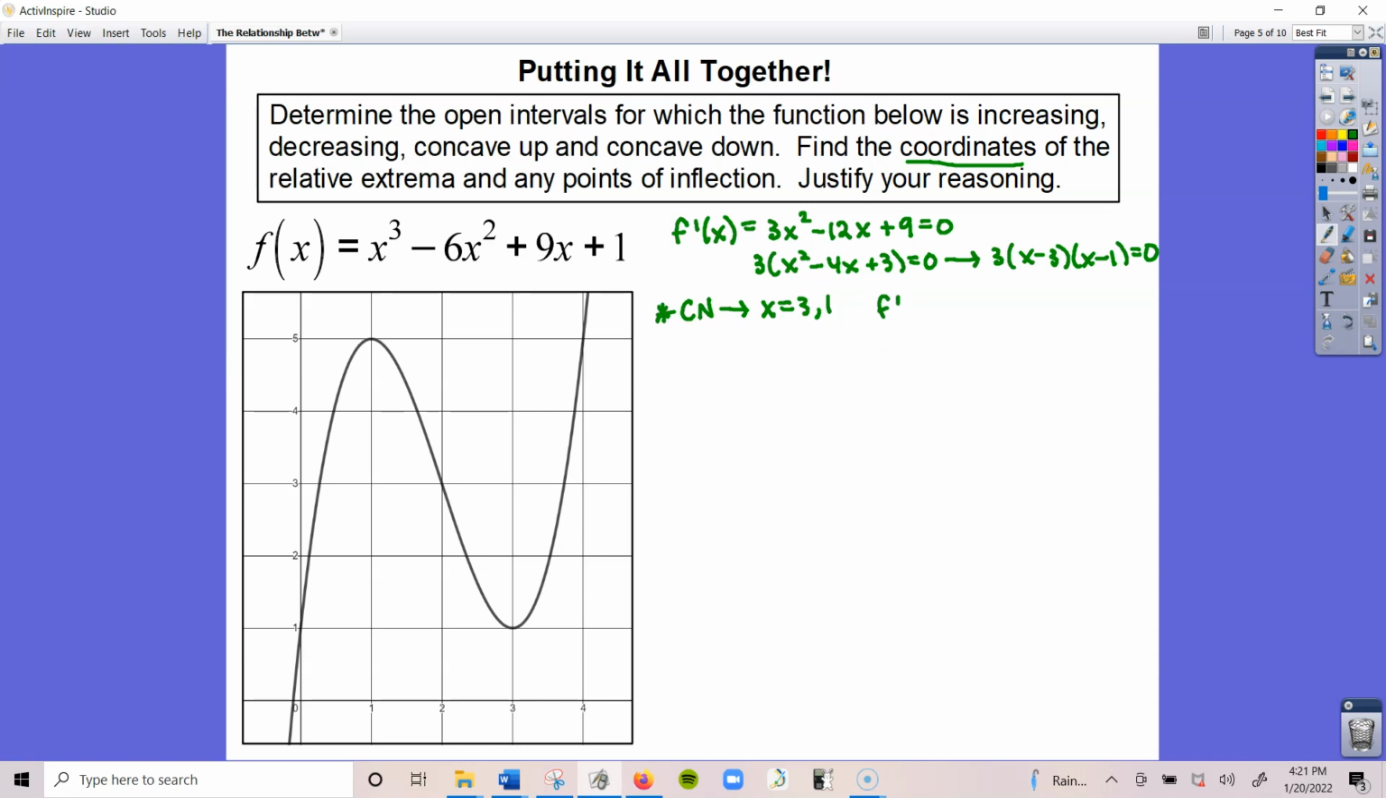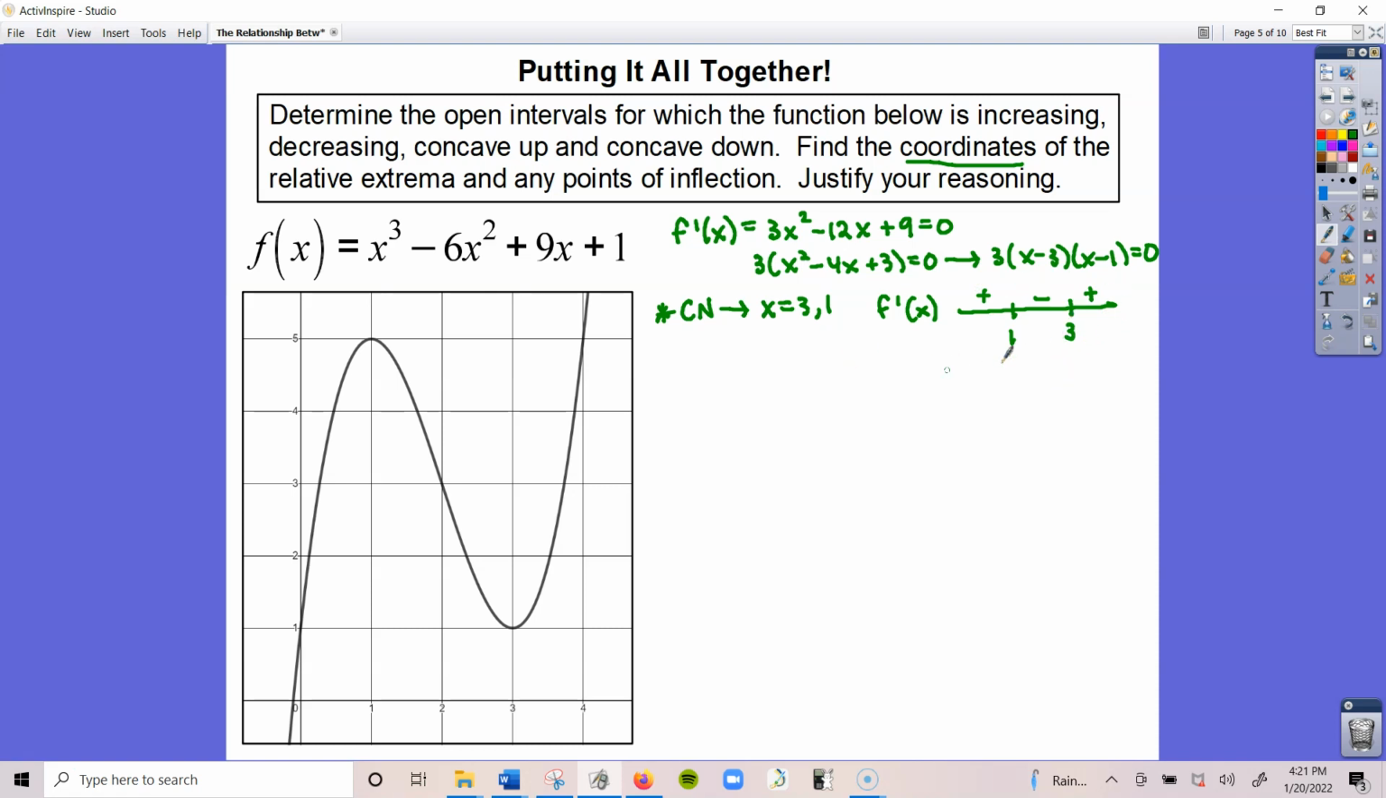Now I'm going to create my number line. And again, I'm labeling this number line. I'm going to plug in my test values. A number to the left of 1, I'm going to do 0. So this would be negative, and this would be negative, and negative times a negative is a positive. Then between 1 and 3, I'm going to plug in 2. 2 minus 3 is negative. 2 minus 1 is positive. Negative times positive is negative. And a number to the right of 3, I'm going to plug in 4. 4 minus 3 is positive. 4 minus 1 is positive. So positives all over the place, meaning it's positive.